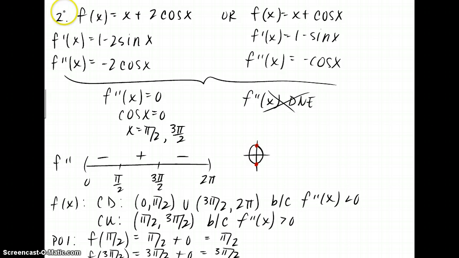Number 2, mod 1 I gave you x plus 2 cosine x. Mods 2 and 7 I gave you x plus cosine x. The first and therefore second derivatives are different, but the critical numbers, the number line, the intervals, and the points of inflection don't change. So this sort of got cut off, but f of 3 pi over 2 is also 3 pi over 2. But again, for the most part, I was able to check your work in class.